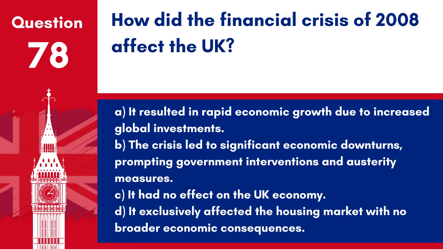Question 78. How did the financial crisis of 2008 affect the UK? A. It resulted in rapid economic growth due to increased global investments. B. The crisis led to significant economic downturns, prompting government interventions and austerity measures. C. It had no effect on the UK economy. D. It exclusively affected the housing market with no broader economic consequences.